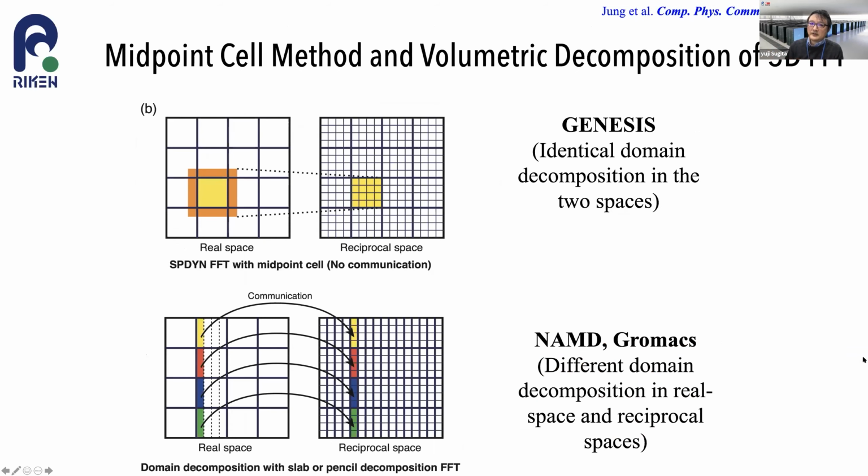And also, this volumetric decomposition is applied to reciprocal space, and we can use the same decomposition for real space. So these two spaces share the decomposition, and we can reduce the communication again. But in most other MD calculations, real space is decomposed three-dimensionally, but the reciprocal space is decomposed two-dimensionally, so communication is required. That is a distinct feature.